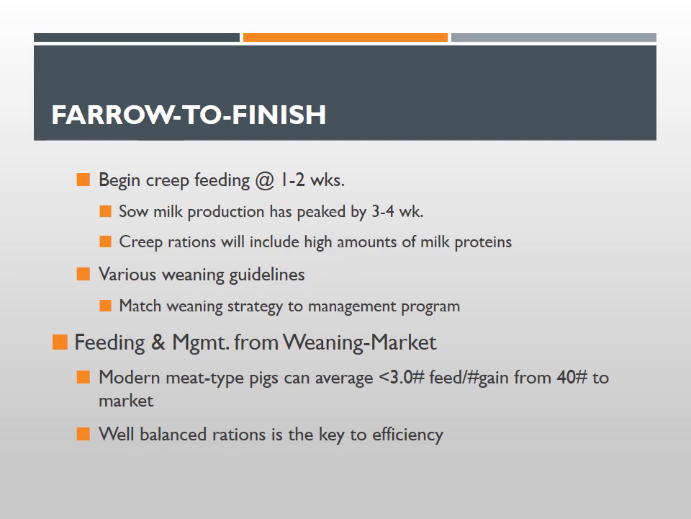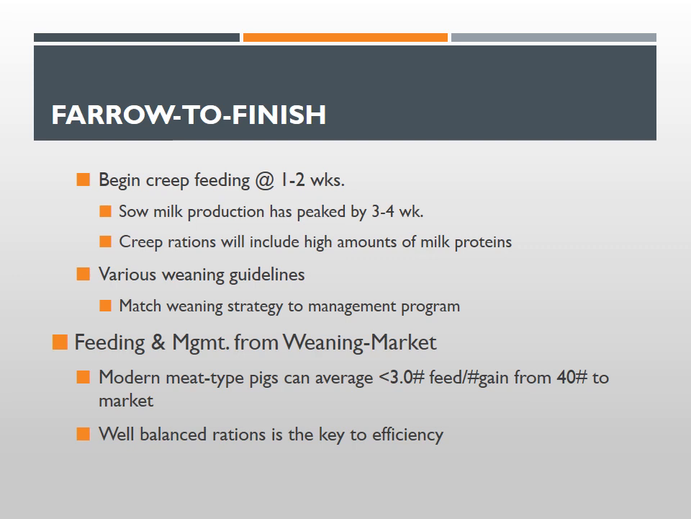Creep feeding is going to start in about 1 to 2 weeks of age, because sow milk production generally peaks by about week 4, and creep rations are usually going to be high amounts of milk protein. They'll actually oftentimes pellet that and spray a milk protein or whey protein over the top of it. It makes it very palatable and consumable for the baby pig. There's a lot of different weaning guidelines, but basically match your weaning strategy to your management program.